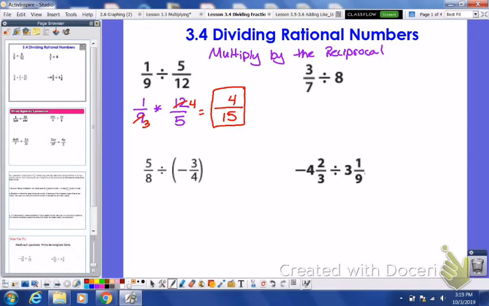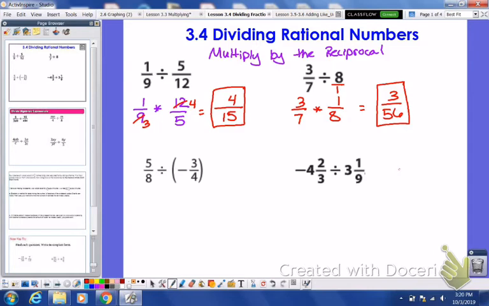Okay, next one. 3/7 divided by 8. In order to take our reciprocal of 8, we need to think about that as a rational number. So we would rewrite that as 8 over 1. We're going to leave the 3/7 alone, change division to multiplication, and then our reciprocal would be 1/8. I see no simplifying at the beginning this time. So 3 times 1 is 3. 7 and 8 give us 56. We double checked, 3 over 56 does not reduce, so that is our final answer.